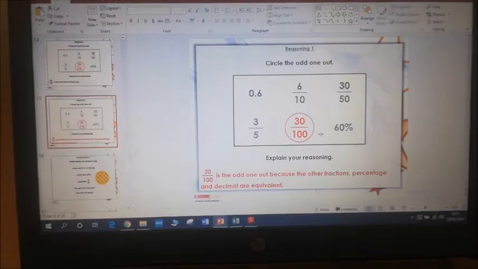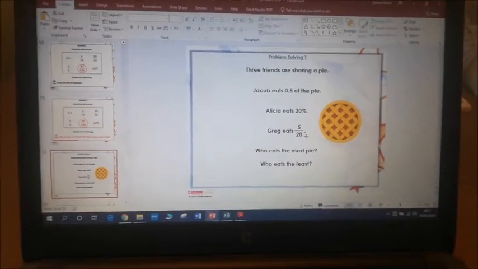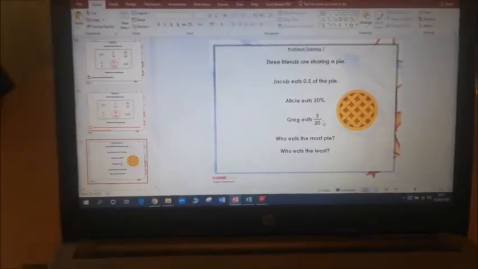This one's the odd one out because you need to tell me. Please don't just look straight at the answers. Have a go first and then look at the answers. I do believe this one here is quite good.